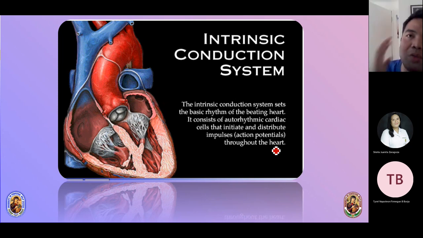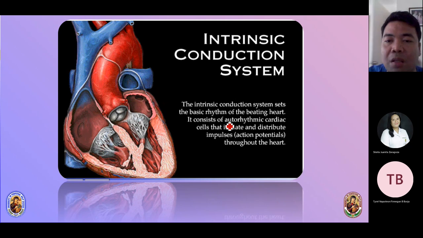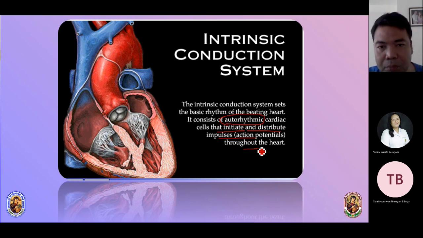Bakit ganun kagaling yung conduction system? Why does it generate its own action potential? Because it consists of autorhythmic cells, and those autorhythmic cells can initiate and distribute their own impulses or action potentials all throughout the heart. Okay?